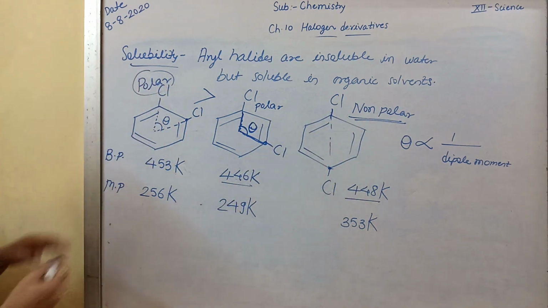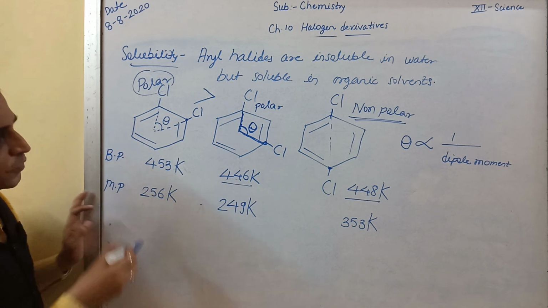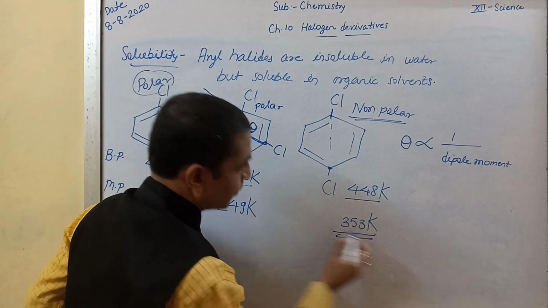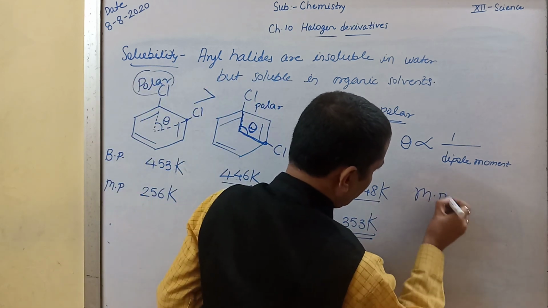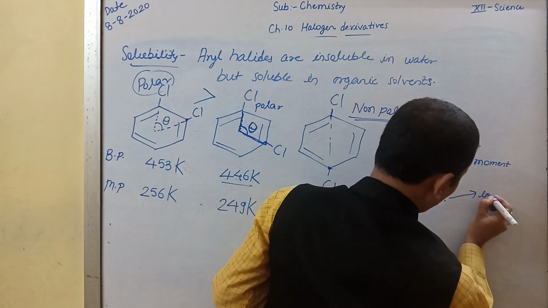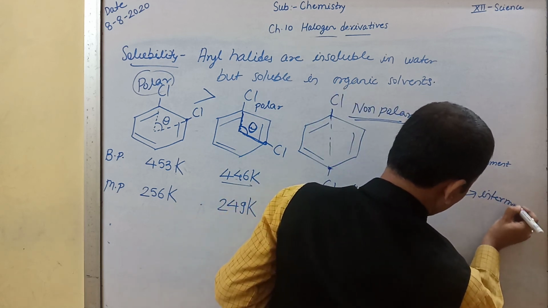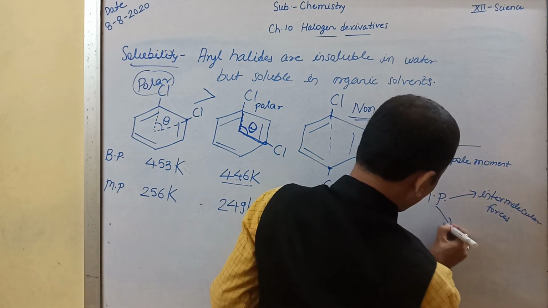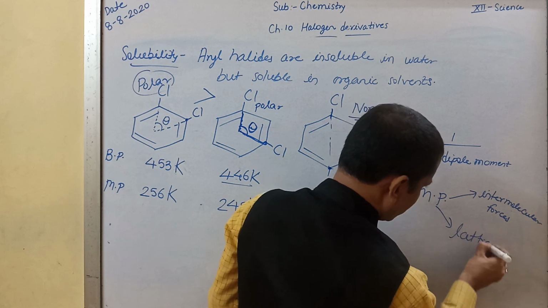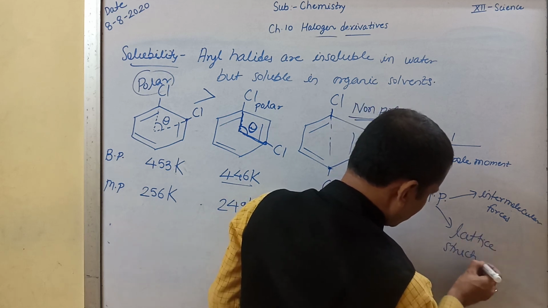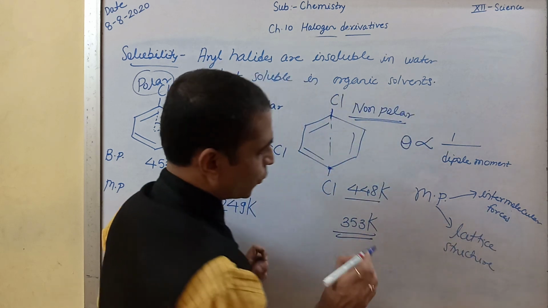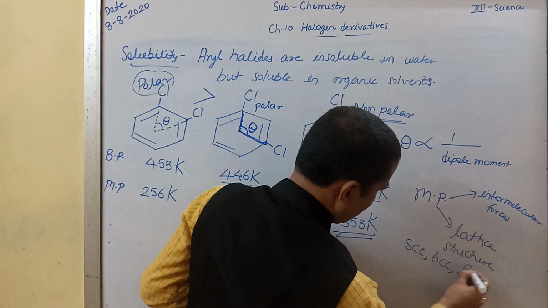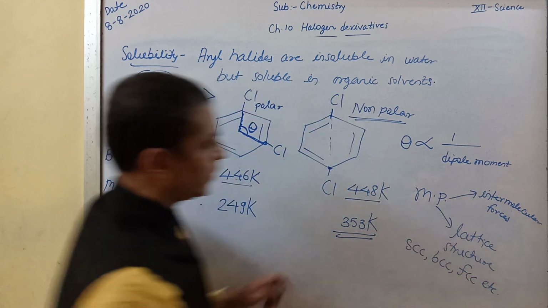Okay. Now come to melting point. For melting point, see, para dichlorobenzene has the maximum melting point. For melting point you remember two points. One is intermolecular forces, and the second one is lattice structure. These two points affect the melting point. Lattice structure may be SCC, BCC, FCC, etc.